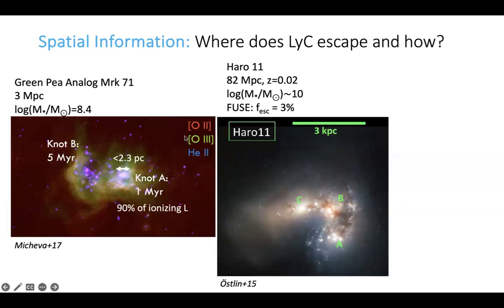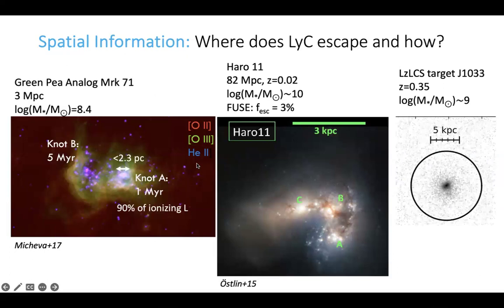You can see this beautiful, complicated dust lane structure to it. And each of these knots as well has different properties. One is associated with an ultraluminous X-ray source. So there's a lot of stuff going on in this object.